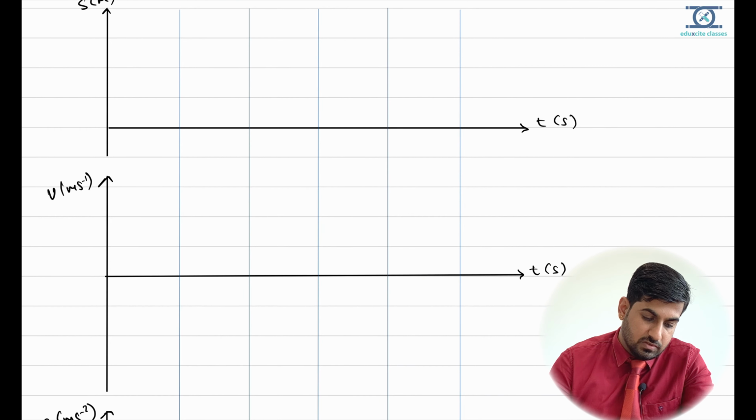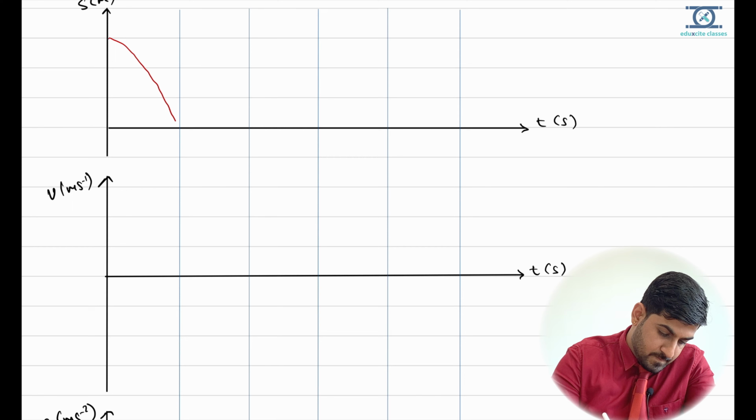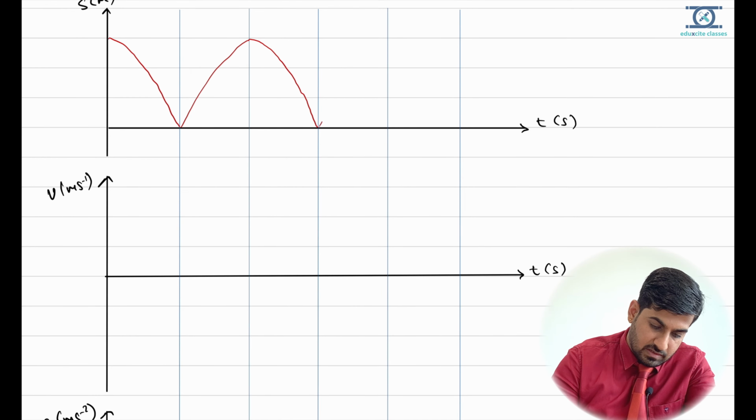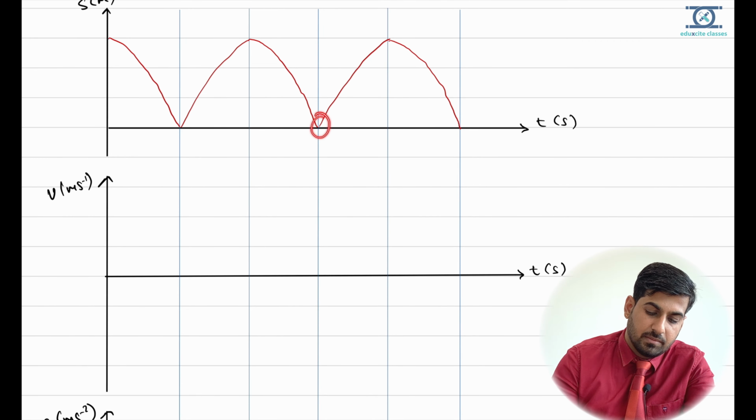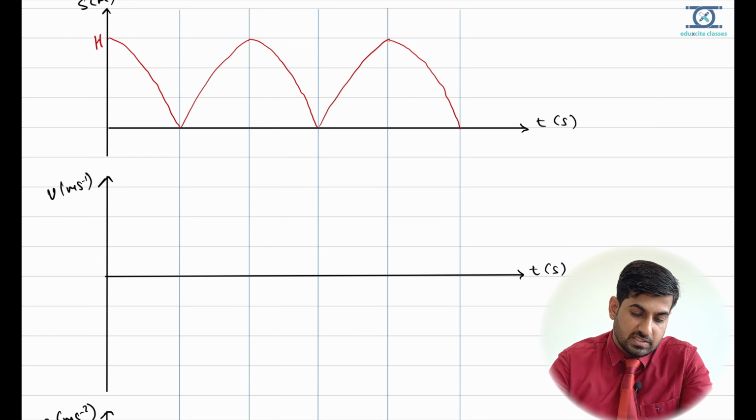So displacement, it is already at a certain height. So this will go like this. Smooth curve you have to draw. It will become 0 here. It will come down like this and it will go like this. So this is the first time it touches the ground, this is the second time and this is the third time. These are where it is at maximum height. So you can mention it as h. So this will be my displacement time graph.